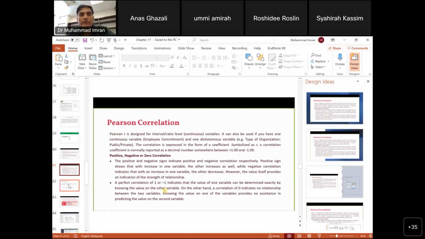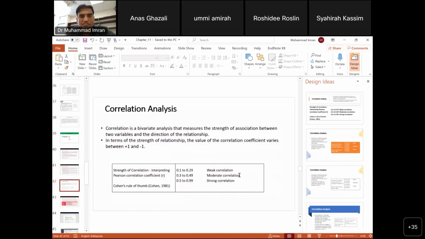Let's go again. Here are some of the values. Basically, correlation is a bivariate analysis and measures the strength of association between two variables and the direction of the relationship, positive or negative. In terms of strength of relation, the value of the correlation coefficient varies between plus and minus 1. Understand, see here: a value between 0.1 to 0.29 is weak correlation, 0.3 to 0.49 is moderate correlation, and 0.5 to 0.99 is strong correlation between two variables.